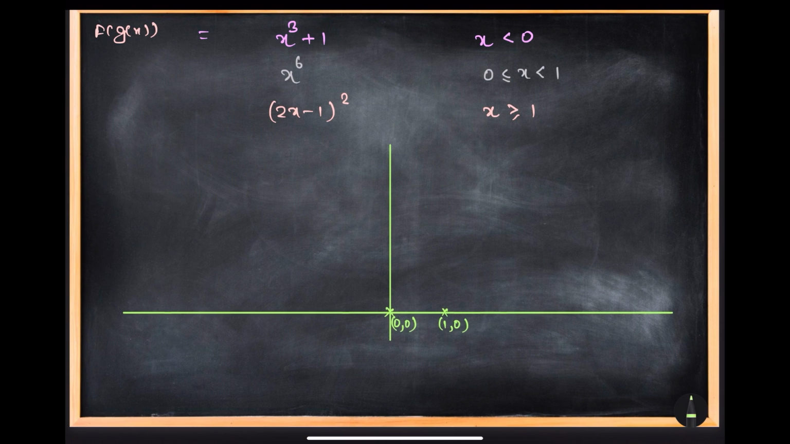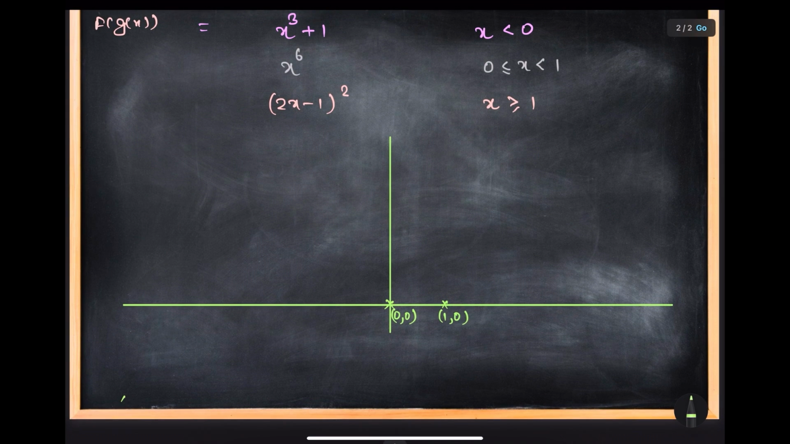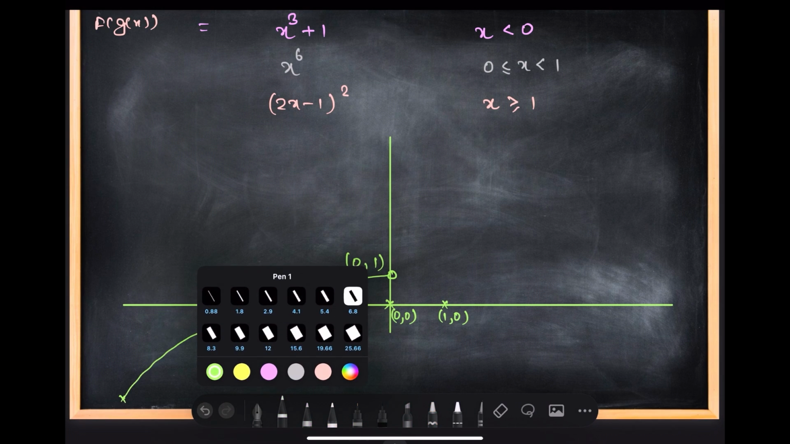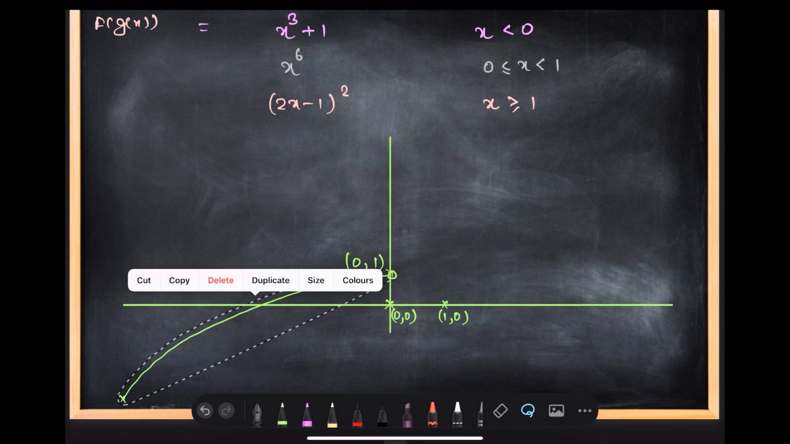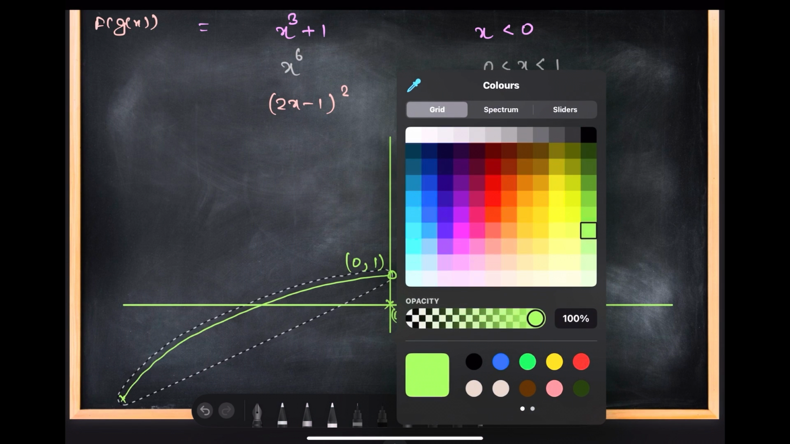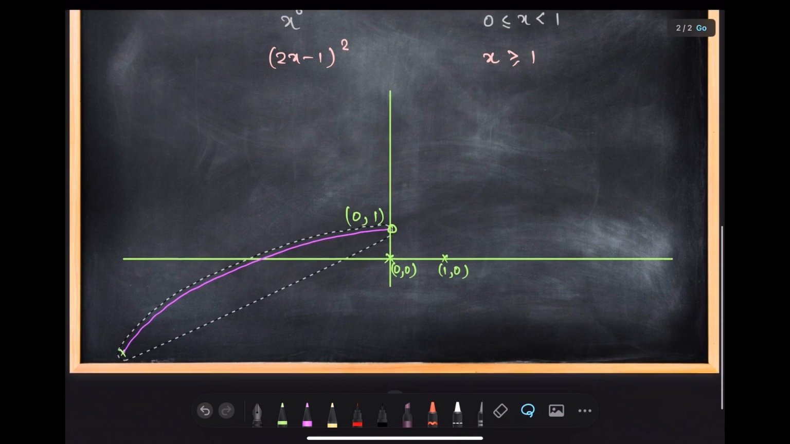So focus on minus infinity. So if x is in minus infinity, your graph will start from here. Okay, and the final input is 0. So if x is 0, the output will become 1. Okay, this is an open circle. So 0 comma 1. This is the graph of the first part. Now second part. This is the first part.